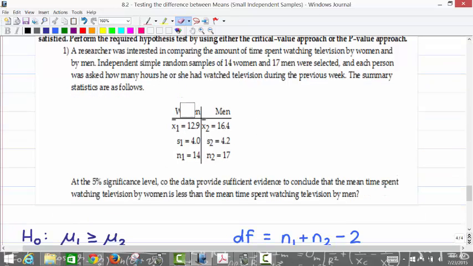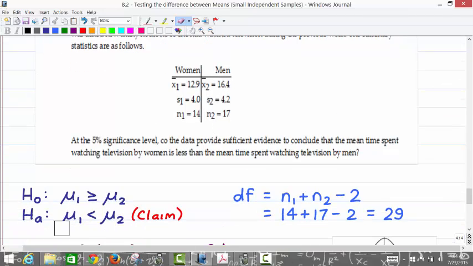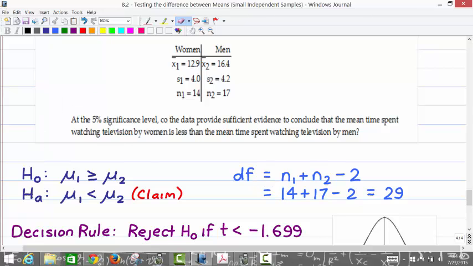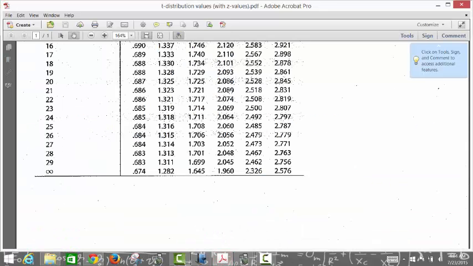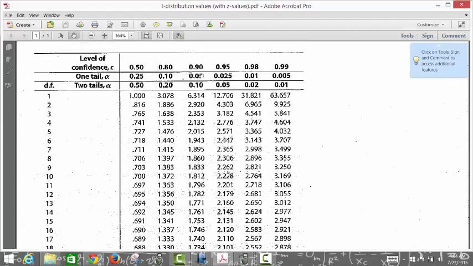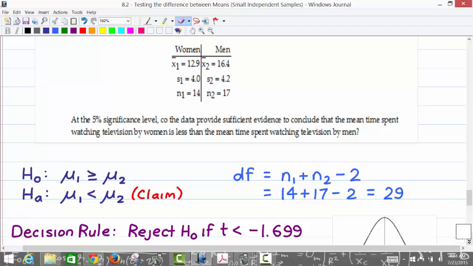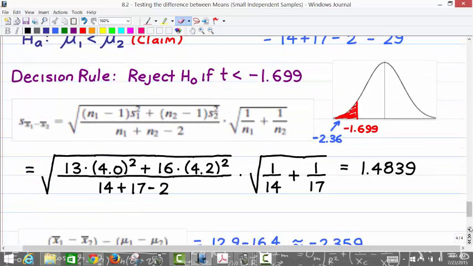All right, so the women are the first group, men are the second group. So we're saying mu1 less than mu2. Women's time watching is less than men's. So that's our claim. Then that makes the null greater than or equal to. Degrees of freedom would be 14 plus 17 minus 2, 29 degrees of freedom. What's our alpha? 5%. Left-tailed, meaning it'll be negative, so it'll be one-tailed on the chart. One-tailed, 5%, 29 degrees of freedom. Next to the bottom, 1.699, but negative 1.699. So we would reject if the t is less than negative 1.699.